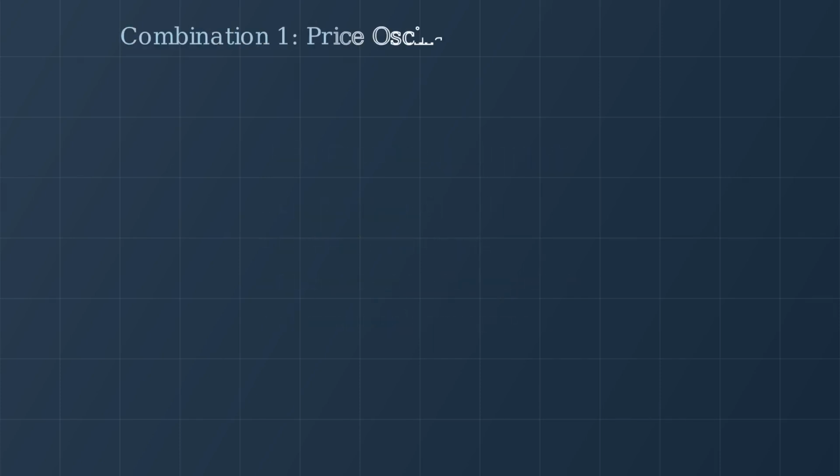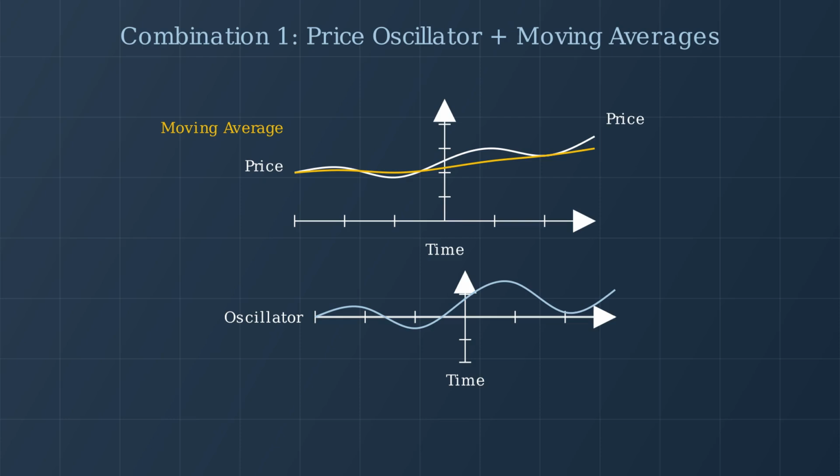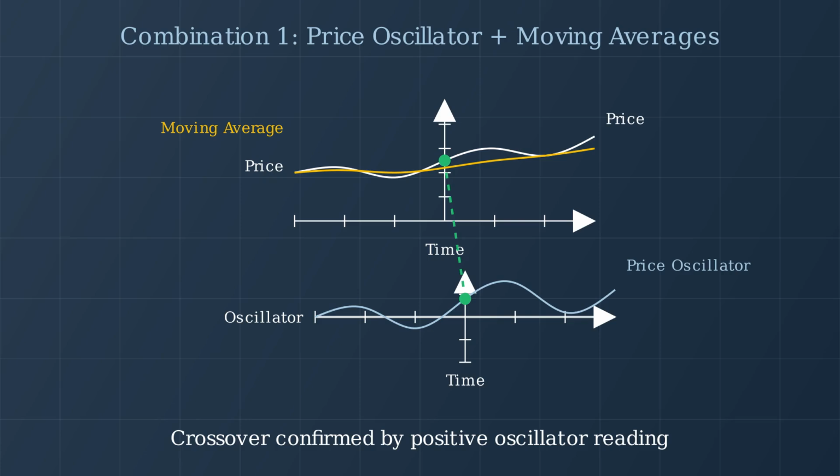Our first powerful combination is the price oscillator with moving averages for trend confirmation. When price crosses above a moving average, we look for confirmation from the price oscillator. A positive reading on the price oscillator can confirm the uptrend signal from the moving average crossover. Here we can see a buy signal where the price crosses above the moving average, while the oscillator shows positive momentum.